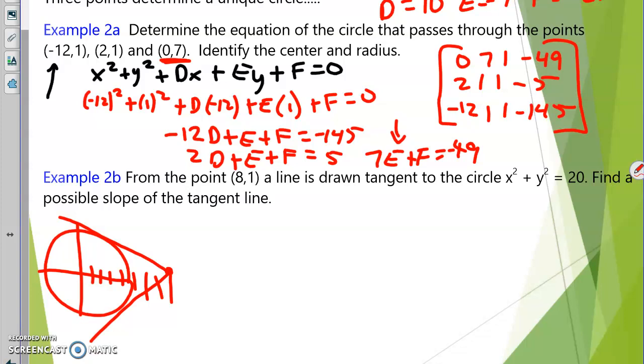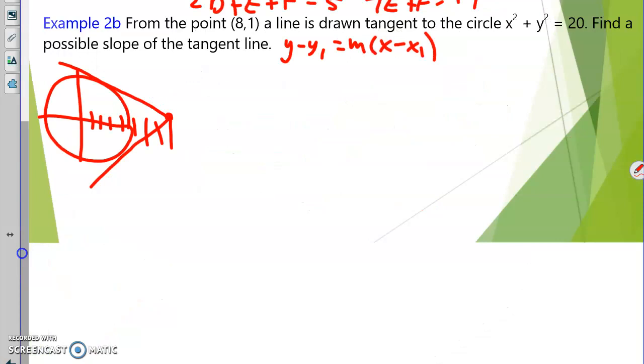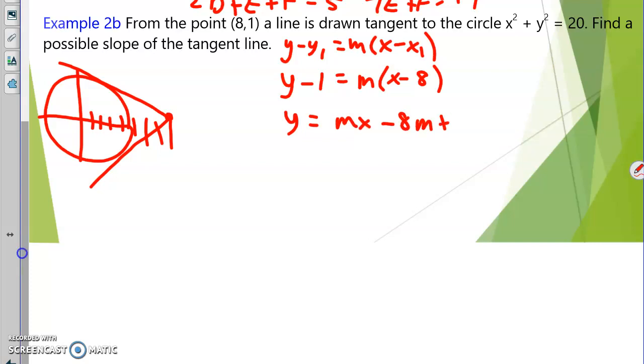To do that, I'm going to start out by using the point slope form, y minus y1 equals m times the quantity x minus x1, and plug in what I know, that the y value is 1. We don't know the slope of that line yet, but we will. Plug that in and do a little bit of solving. I get y equals mx minus 8m plus 1. So I know that my slope is that, and my y-intercept is that.